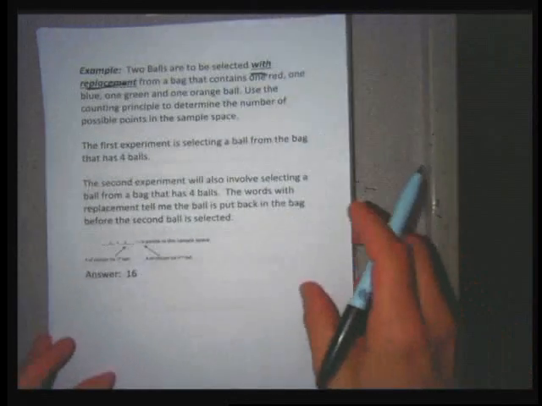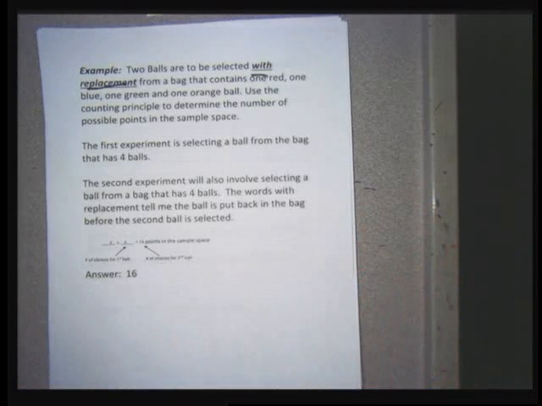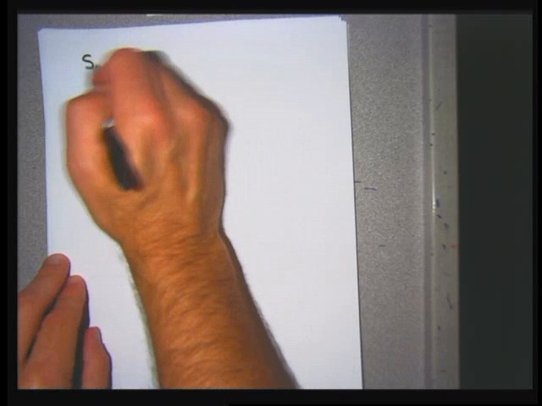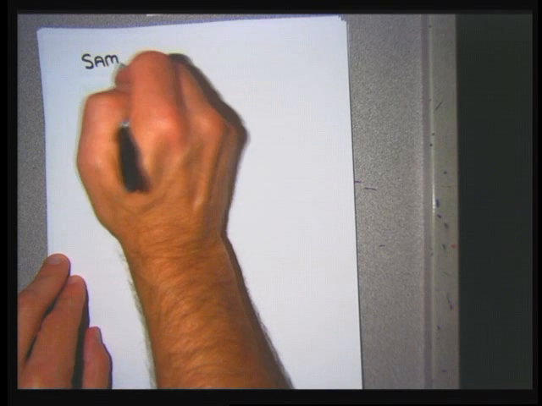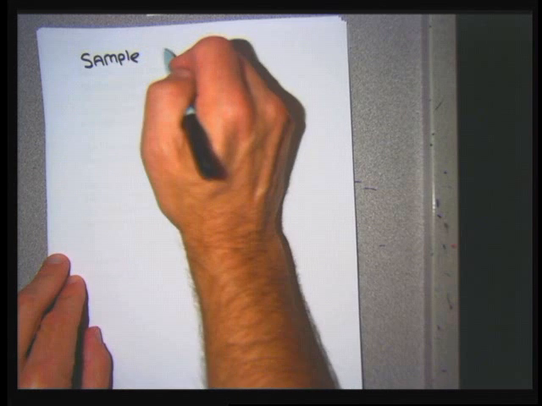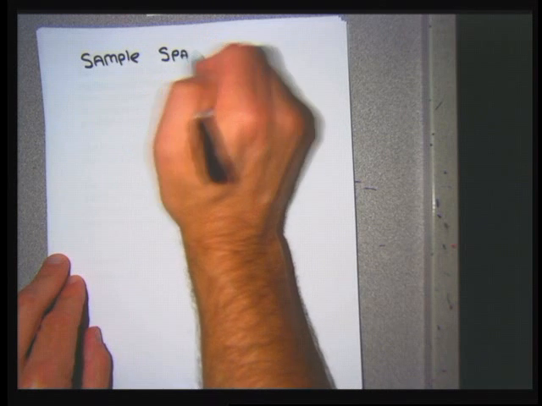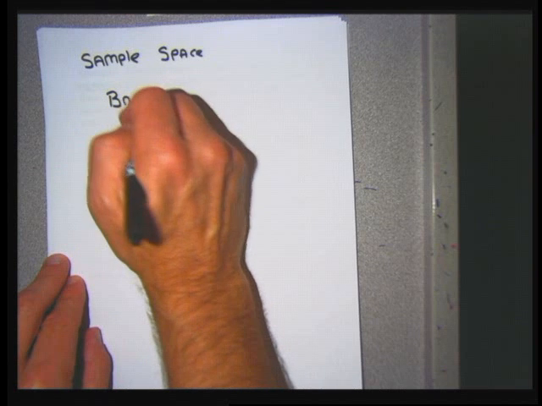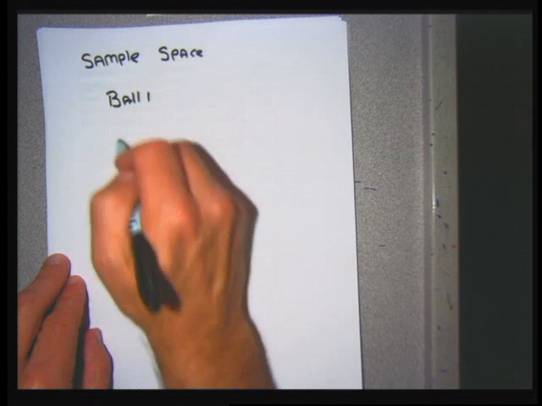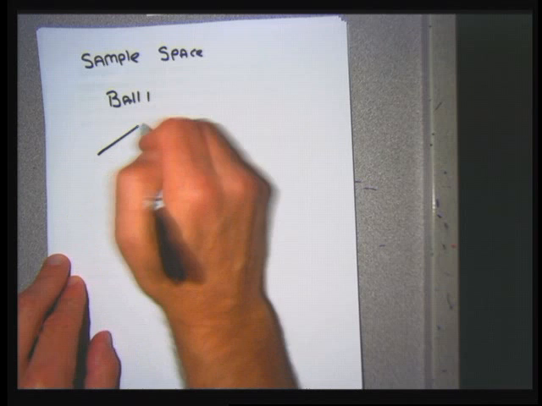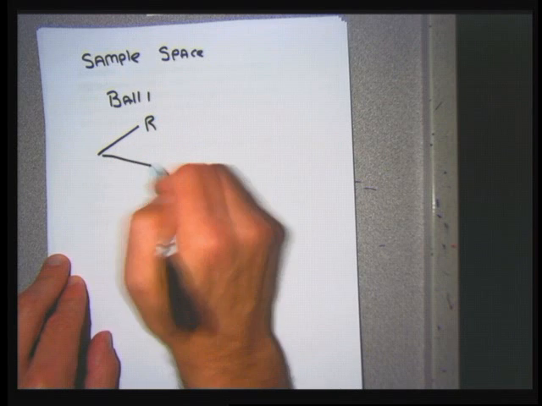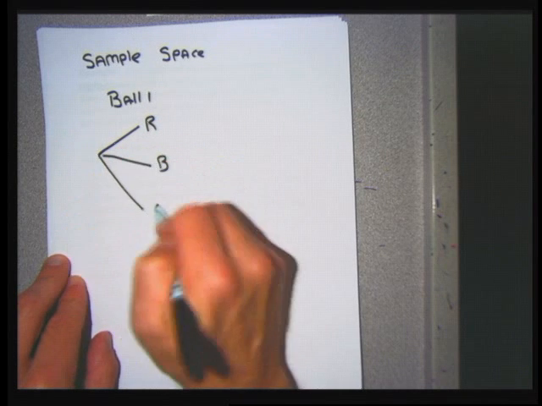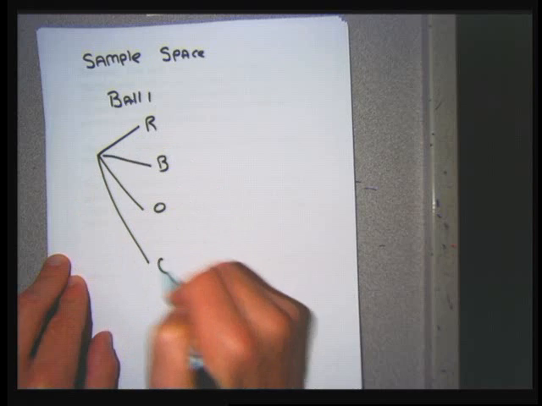Let me make the sample space, even though I didn't ask to make the sample space, just so you should be able to do this. It's kind of a nuisance to do the sample space because it has 16, but we need to be good at making sample spaces. So again, we have experiment 1, which is going to be getting the first ball, and my first ball can be red, blue, orange, or green.